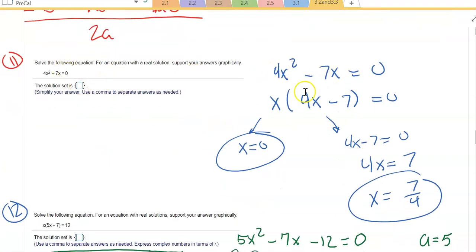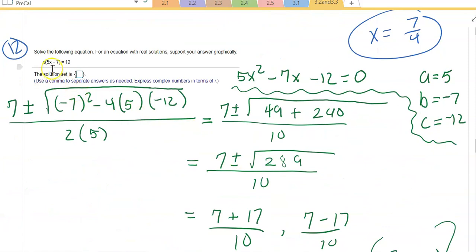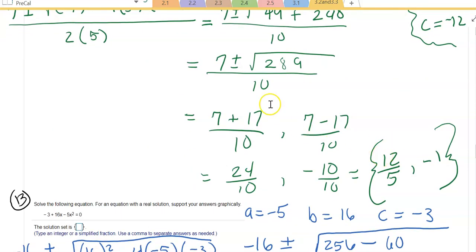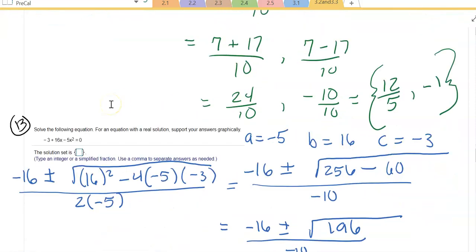Here, I can factor. I set each of my factors equal to 0 and solve. Here, I made sure that I multiplied by x, and I brought my 12 over, as you can see here. I'll label my A, which is 5, my B, -7, and my C is -12, and I went to my quadratic formula. Math happens, and I reduce it properly. So I have everything simplified to 12 over 5 and -1.